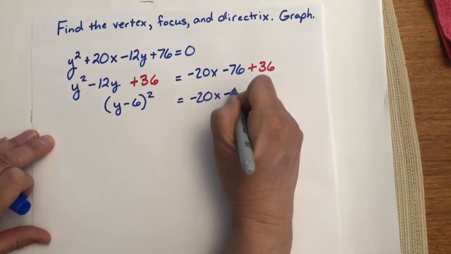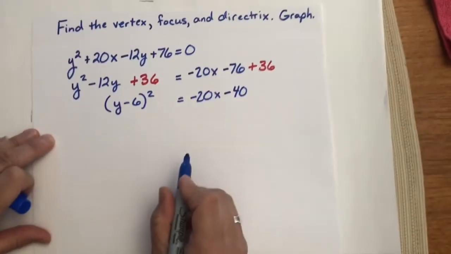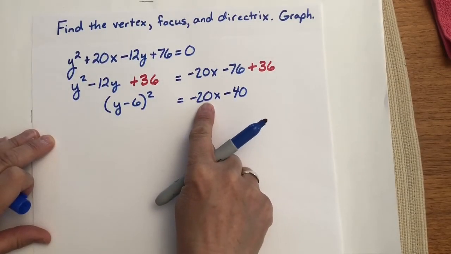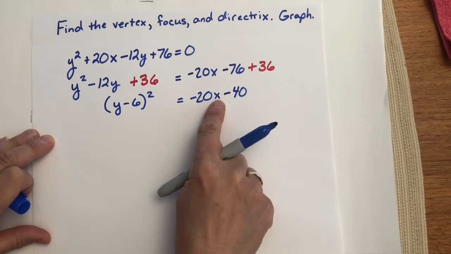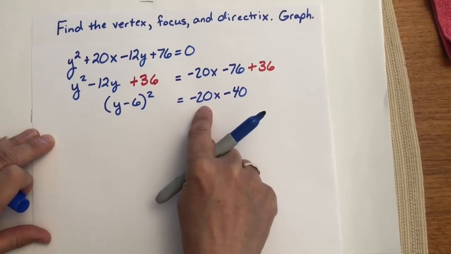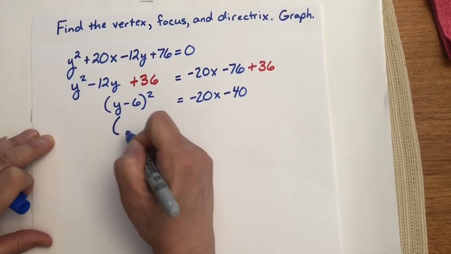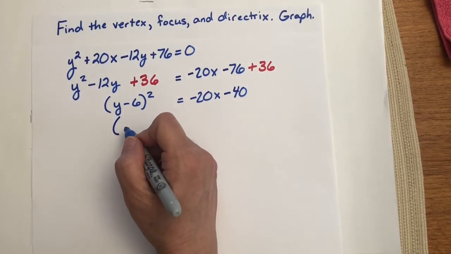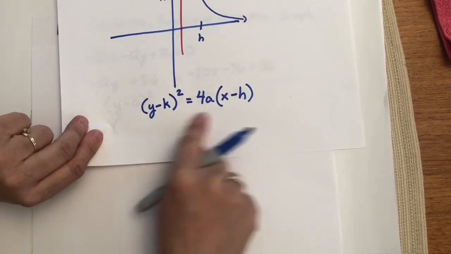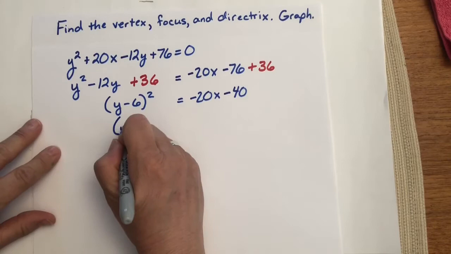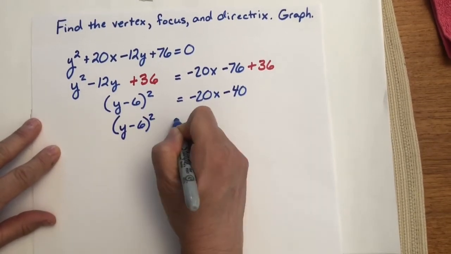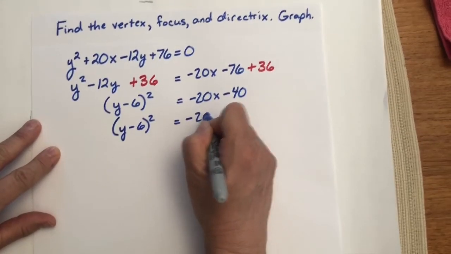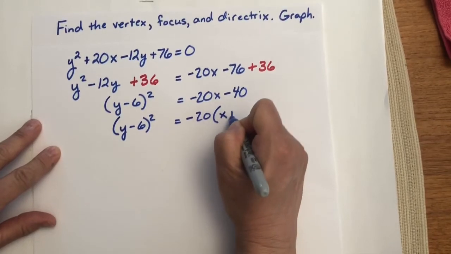-20x minus 40. But I want to factor out the coefficient of this linear term. Whatever that coefficient is, that's what I need to factor out, because I want it to look like this. So I have y minus 6 squared equals, and I factor out negative 20, and I have x plus 2.